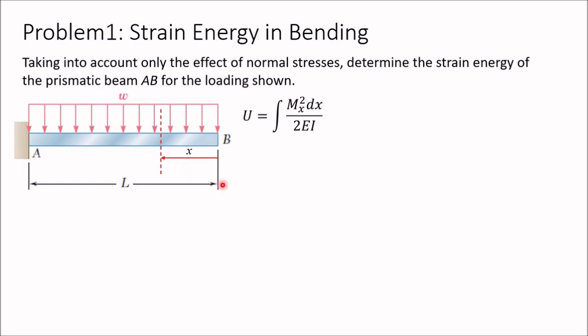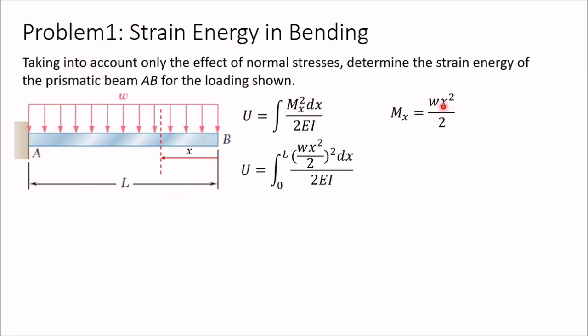Here the small length dx is taken at a distance of x. At this section we have to determine the bending moment, which is Mx. So Mx is equal to, for this length, the load is w per unit length. So the length is x, load wx, which will be applied at the center. So its distance from this section will be x by 2. So wx into x by 2 is wx square by 2. So this is the bending moment. Now put this bending moment in this equation and integrate from 0 to L, because x is varying from 0 to the maximum length L.